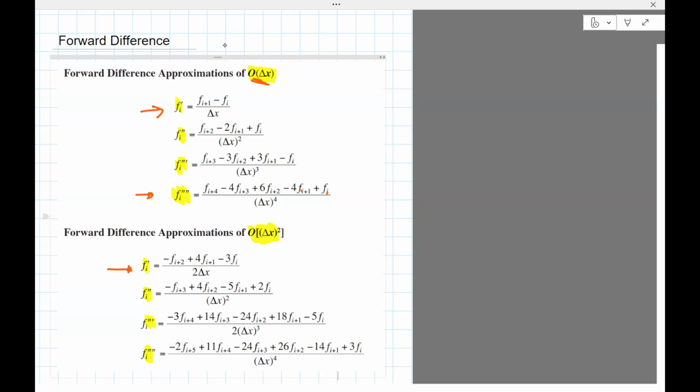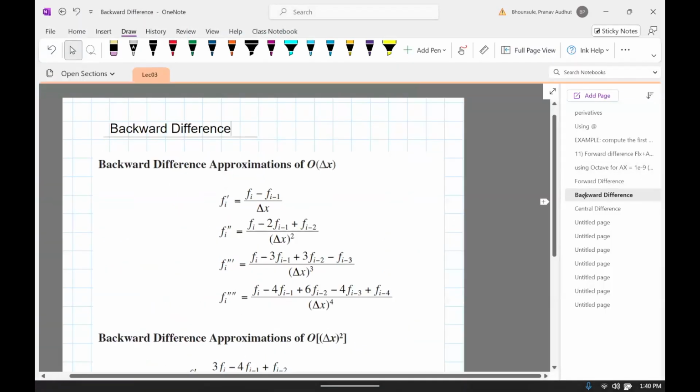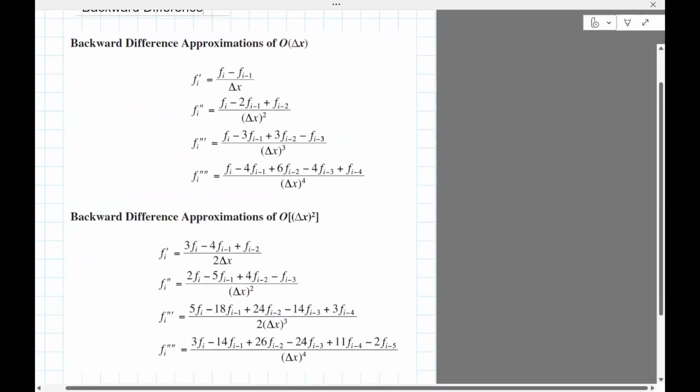Okay, so that's the forward difference. You get a backward difference, which has similar types of formulas. Okay, you clearly don't want to memorize it, but when you do it for the exam, you want to write these formulas down so that you have access to them.